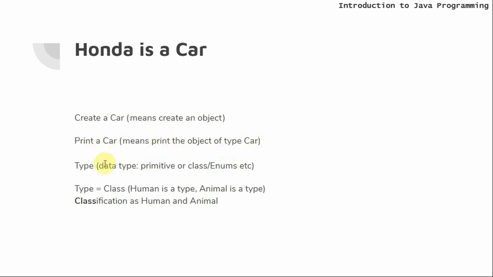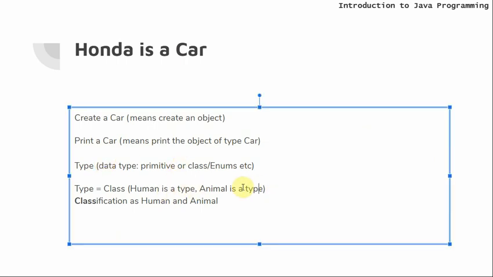What is type? So type is the data type. It could be primitive or class or enum. Type is basically the class. It's the classification. Human is a type, animal is a type. So type and class is one and the same thing. Classification as human and animal. So classification is again one and the same thing. So sometimes we use type or data type or class name. It's one and the same thing.